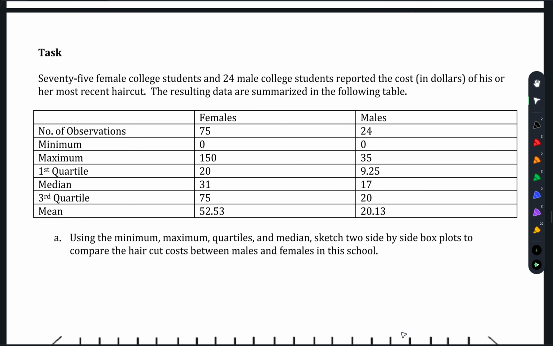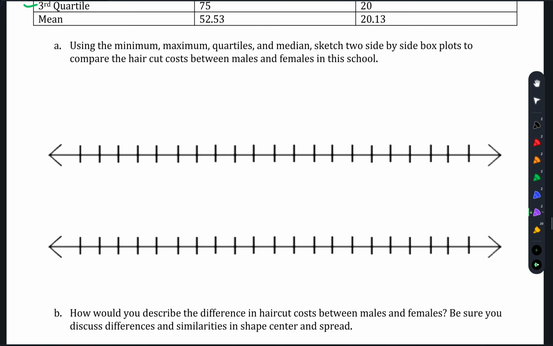75 female college students and 24 male college students reported the cost in dollars of his or her most recent haircut. The resulting data is summarized in the following table. So they already have the minimum, the maximum, the first and third quartiles, and the median for us. They already have all 5 of our points. We are going to compare 2 box and whisker plots, one for females and one for males.